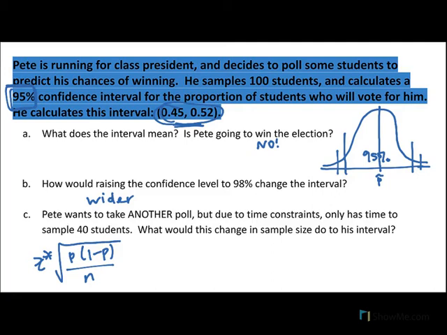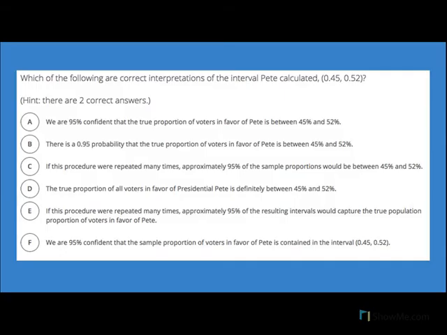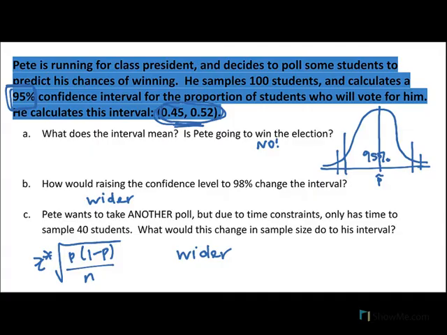So this change in sample size, a smaller sample size, would also make the interval wider than it was originally, because it now has a bigger standard deviation, which is going to make the interval wider. So really out of luck here: unless he takes a bigger sample, or if he's less confident, he won't necessarily know for sure whether he's going to win or lose.